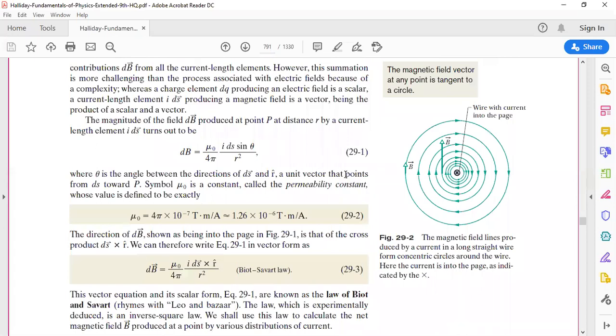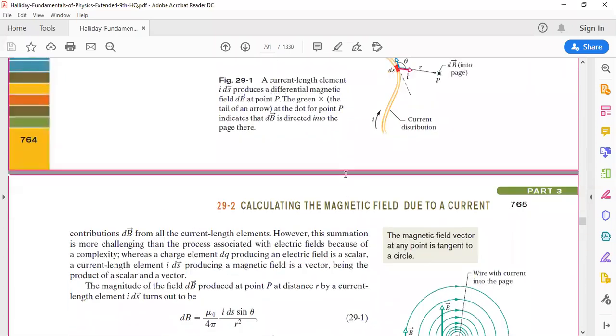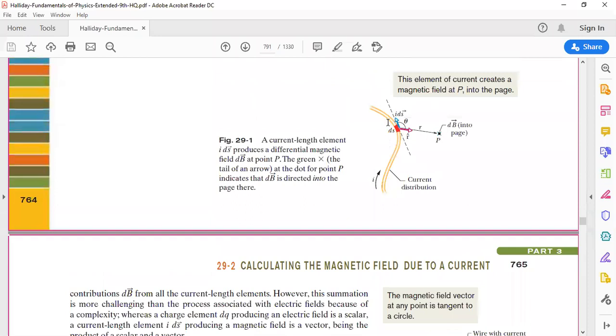Sir, is ds the length of the wire? Length element, not the complete length. Just like here, this figure number 29.1 shows a small portion of the wire, okay, not the complete length of the wire, right? Anyone else?